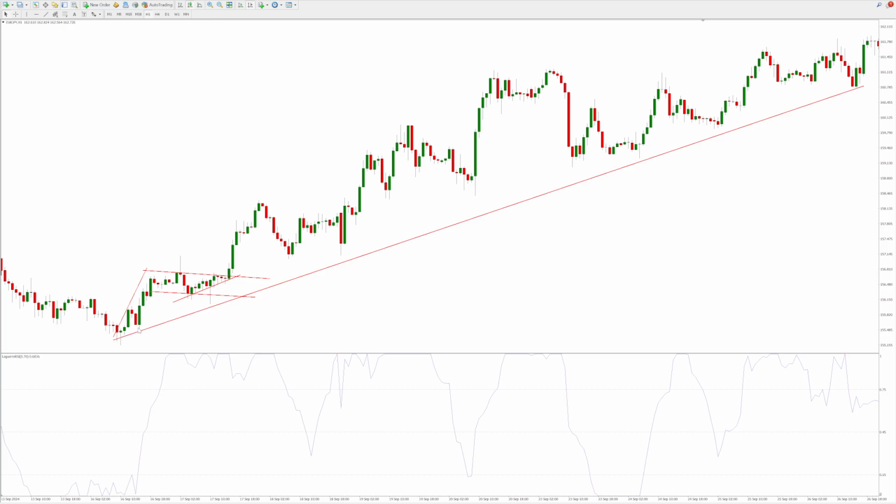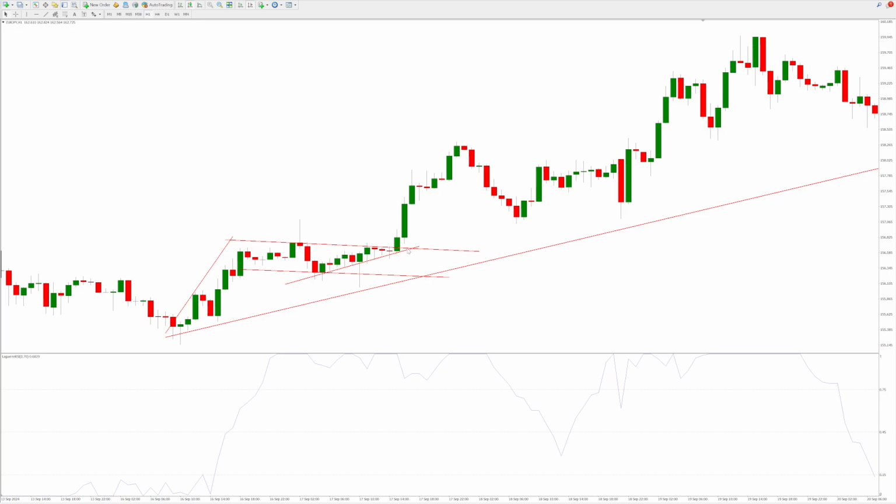You can see the market making higher lows. We have this consolidation here. I'm going to be expecting a breakout from this level here. And after this squeeze, that's exactly what happened. And if you were looking to trade this breakout, the Laguerre RSI would have been saying that the market is overbought, don't buy. So this is why I do find technical indicators can be lagging.